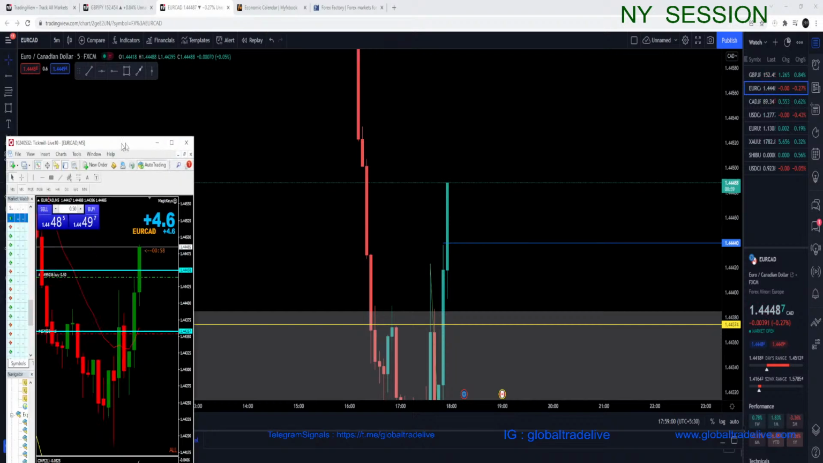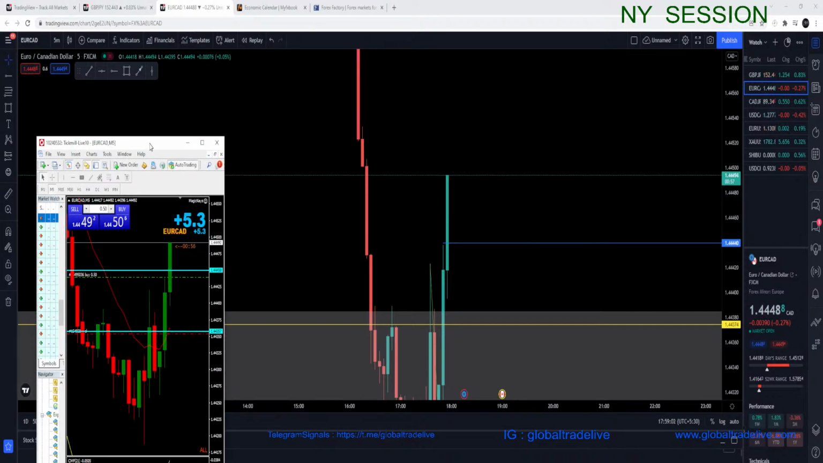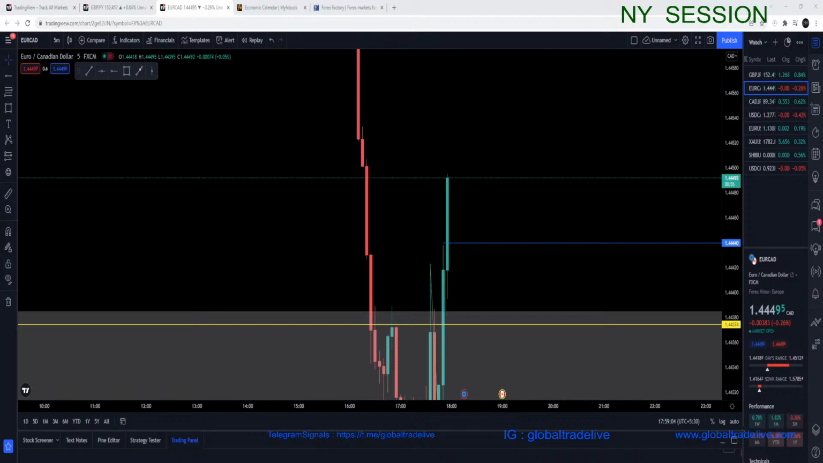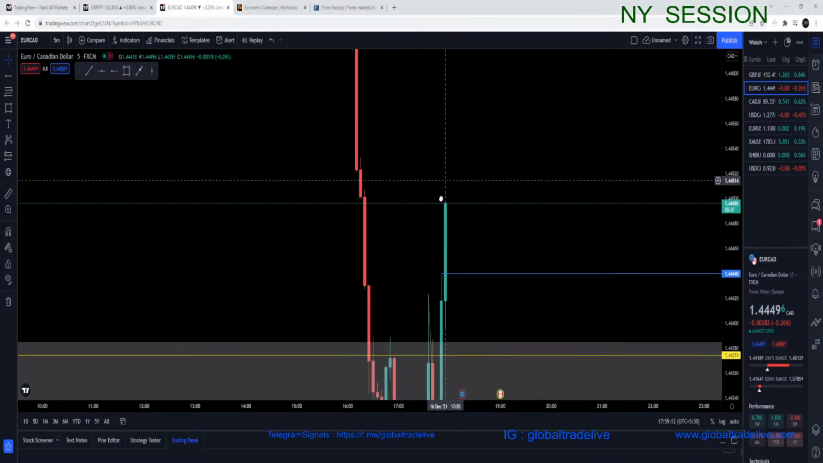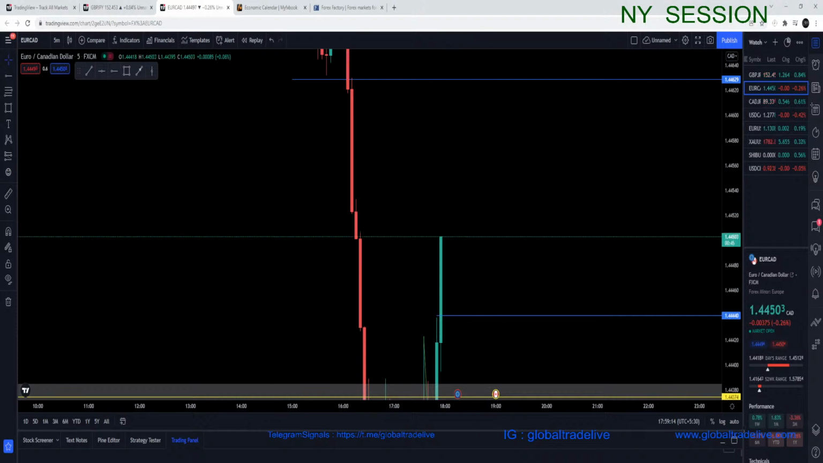My trade is already running over here in 5 pips. Six pips touched over here. It should be good to go all the way up. So now if it comes back to break even, I'm gonna close half. I'm gonna shift my stops below the current 5-minute candle's low.